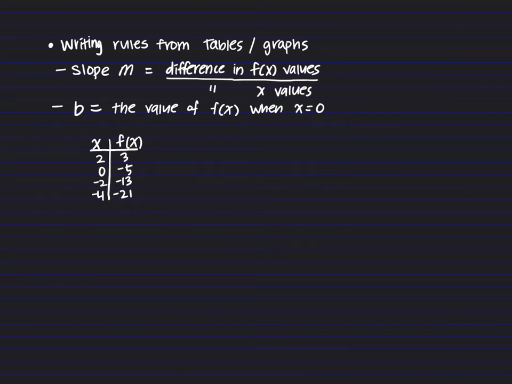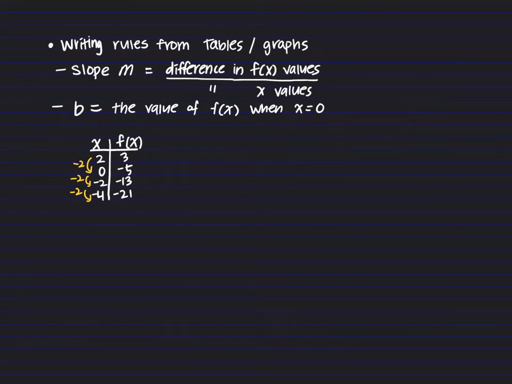And let's say I have a set of numbers like this. I have x as 2, 0, -2, and -4, and I have f of x as 3, -5, -13, and -21. So first I am going to find out the rules of the slope. So I'm going to look for the difference in the f of x values and difference in x values. So I'm just going to see what kind of rules I see in between these numbers. So first thing that I see is I am moving down by 2s as I go down the chart. So I write the rules as subtracting 2s from the previous number.